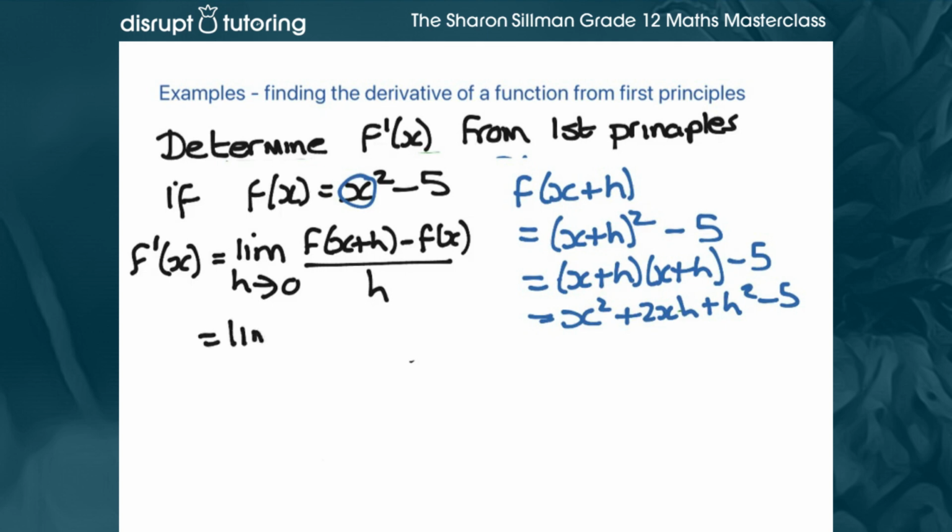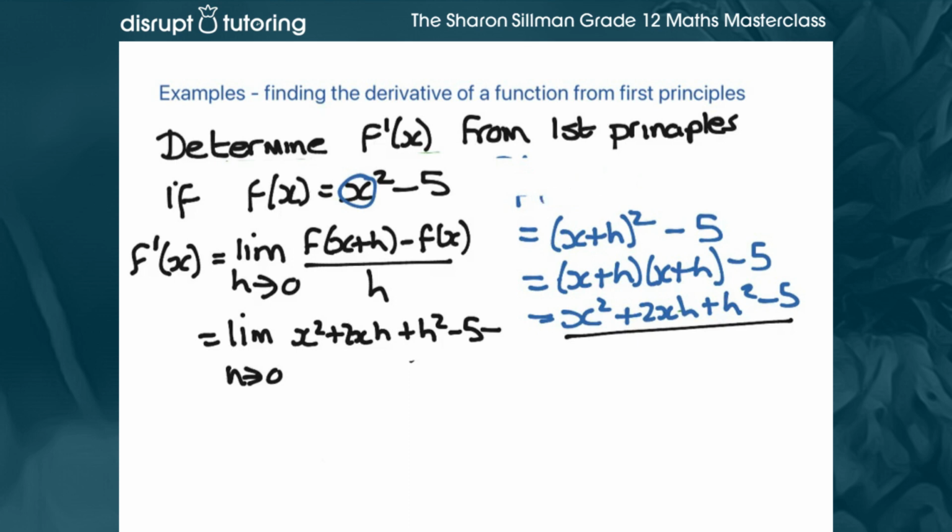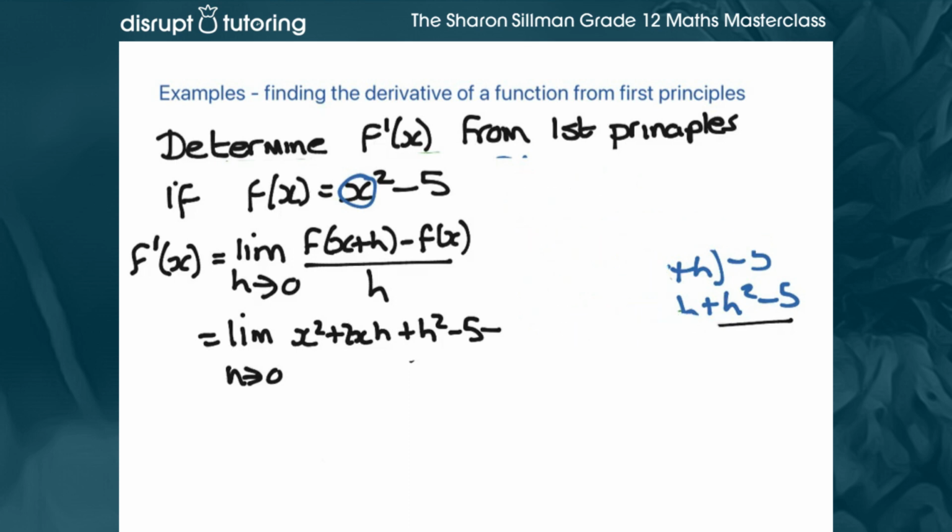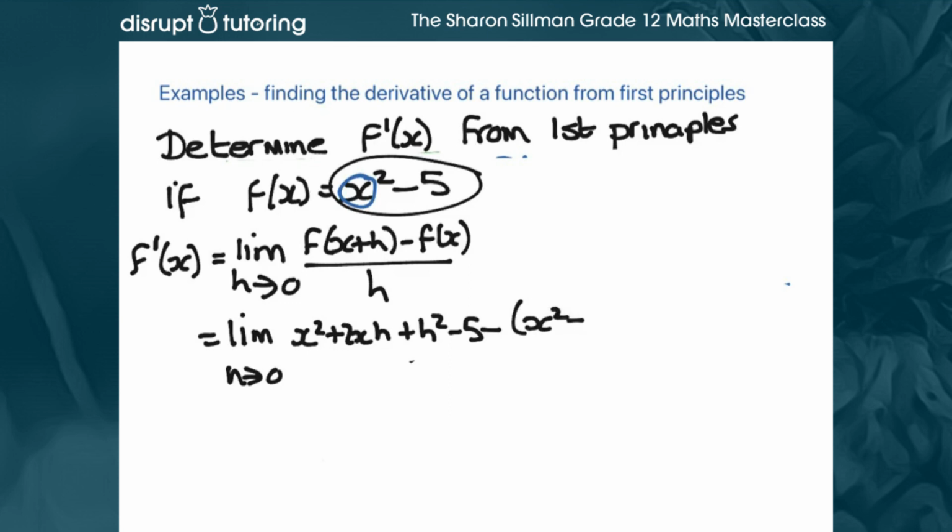And into this, the limit as h tends to 0. Here's our f of x plus h. Subtract f of x. I'm just going to remove our f of x plus h now. And you may remember in the last example I said to you, if you're subtracting more than one term, because f of x is more than one term, you should use brackets to remind you you're subtracting everything.